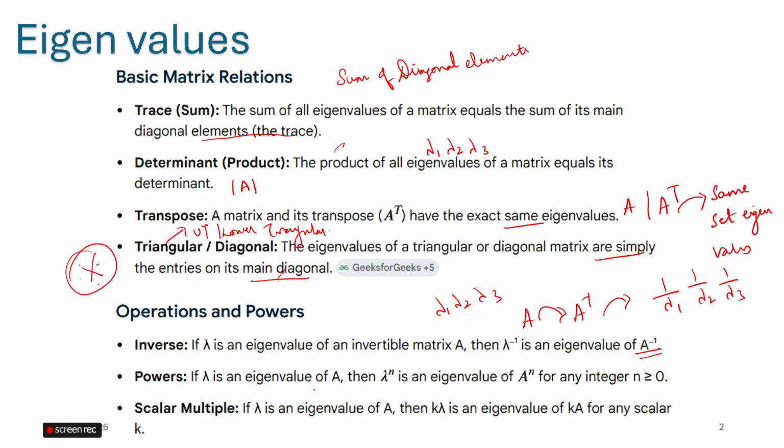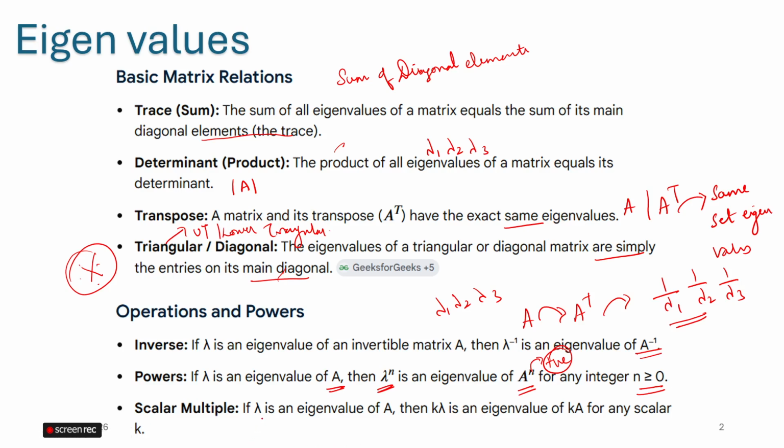If lambda is an eigenvalue of A, then lambda^n is an eigenvalue of A^n. This is true for any integer n greater than or equal to 0, so n should be a positive value. Even if it's a negative value, in some sense it's true because we found this, right? A power minus 1 has the eigenvalues lambda 1 power minus 1, lambda 2 power minus 1, right?